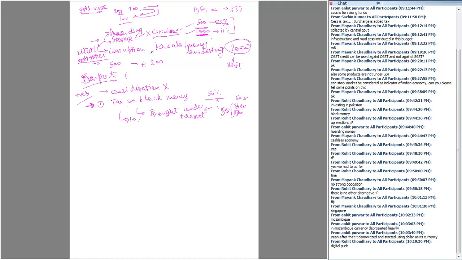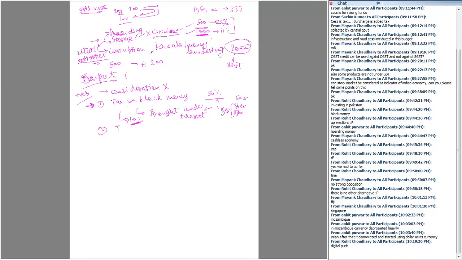Where was this number? I'm not able to find this number. 10%. How much exactly has our tax base expanded in terms of direct taxes? I think I had read it as 10% in the economic survey. I'm not able to find the number right now. But yeah, okay, so tax on black money was one major thing that happened.